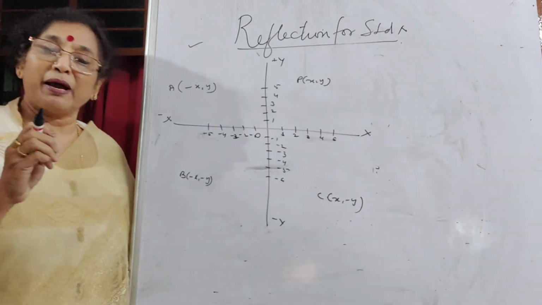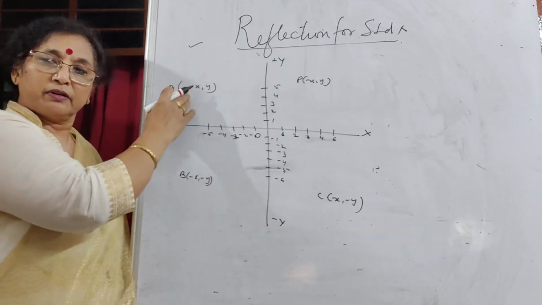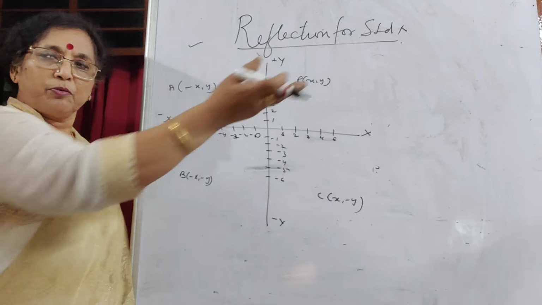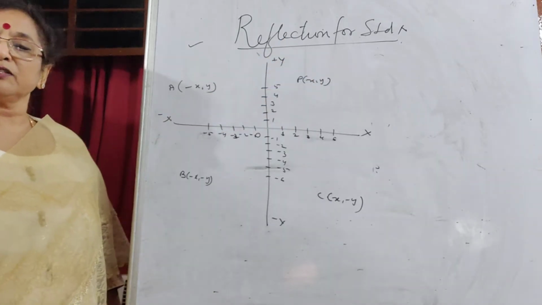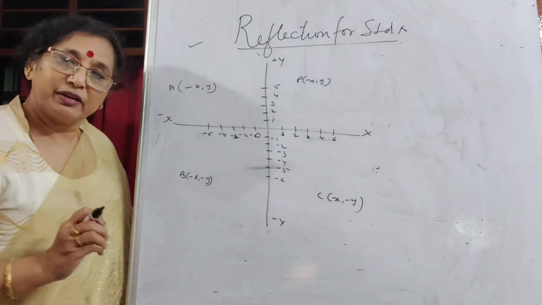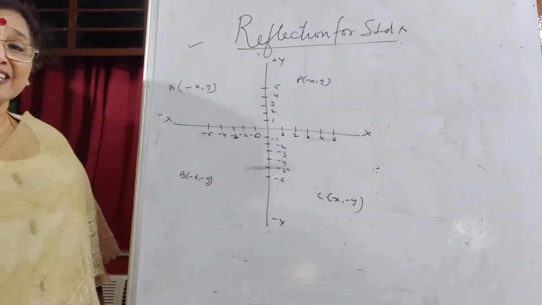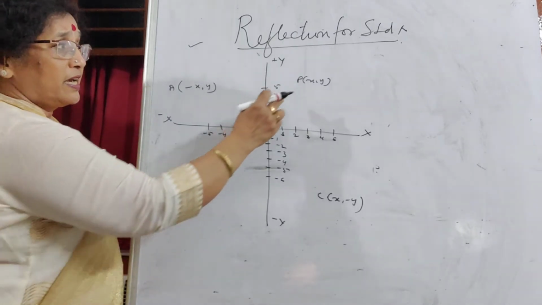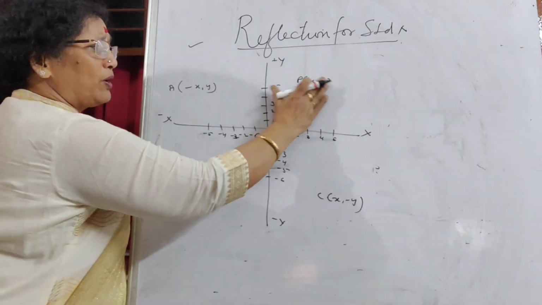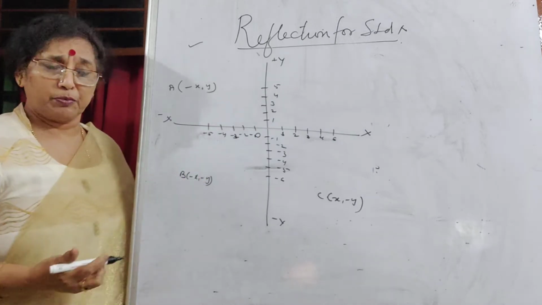So straight away when I say minus 2, 3, where does it lie? Here. Where does minus 1, minus 6 lie? Here. Where does 5, 4 lie? Both positive here. Where does 6, minus 2 lie? So you should not plot the points differently. Okay. So now when I say reflect a point x, y in the x-axis, let us take one known point first, then we'll derive the formula.